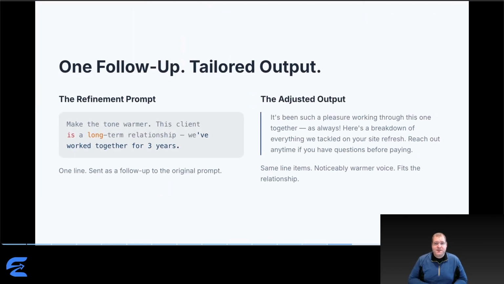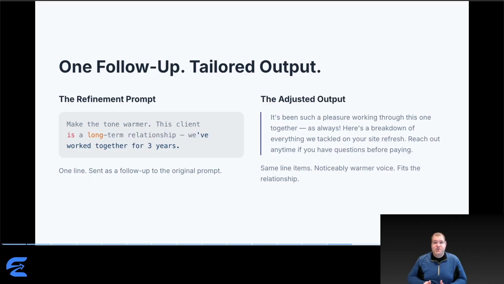If the first output doesn't quite match the relationship, one follow-up prompt gets you there without starting over. Make the tone warmer. This client is a long-term relationship. We've worked together for 3 years. That's the entire follow-up. The line items stay exactly the same.